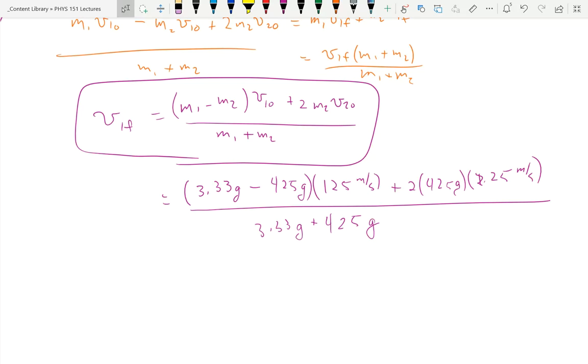Okay, so now we've got all these numbers in there. We got to pop them in the calculator. I don't feel like it. I mean, at this point, all you have to do is put in the calculator, and you'll get the speed for V1 final. And as you can tell, 3.33 minus 425 is a very big negative number, so it's going to be going backward.